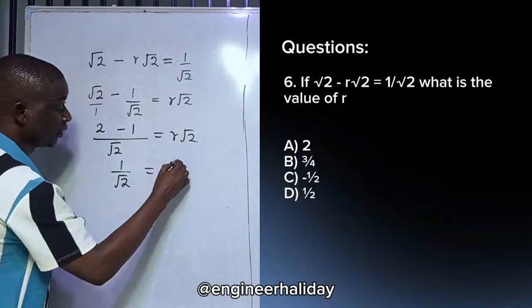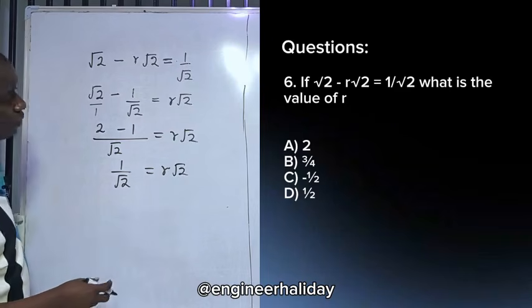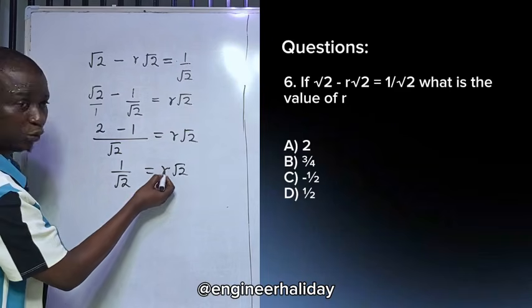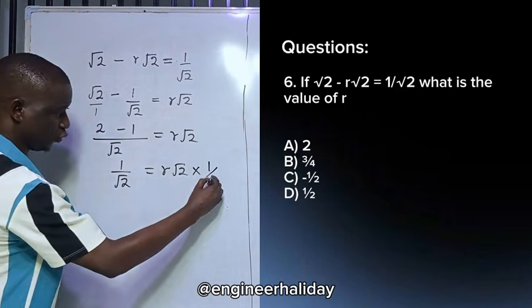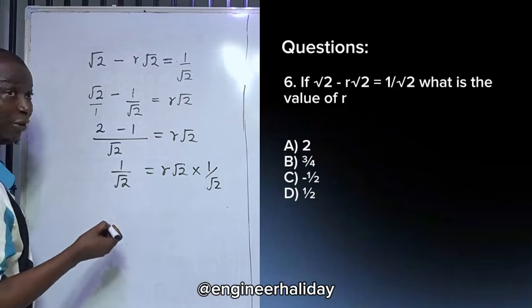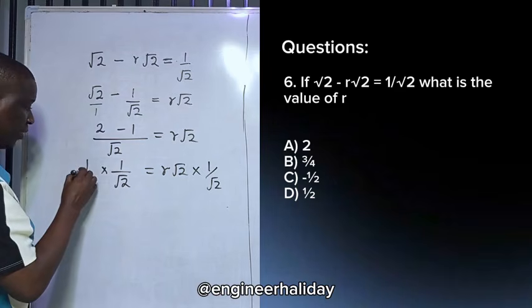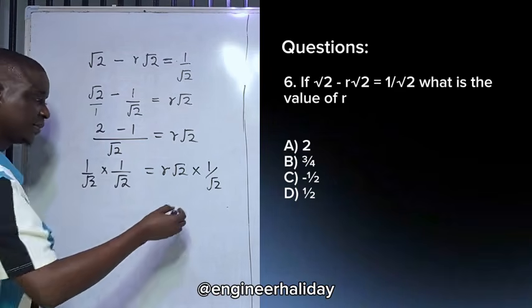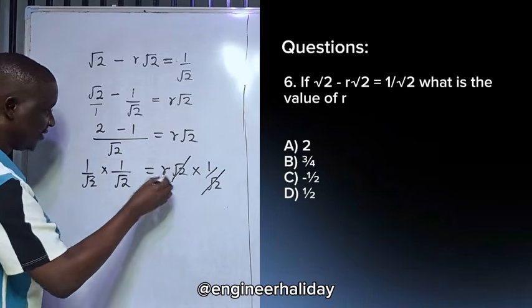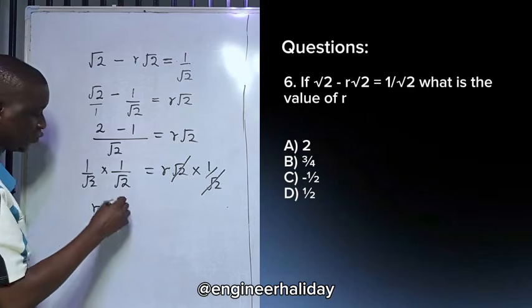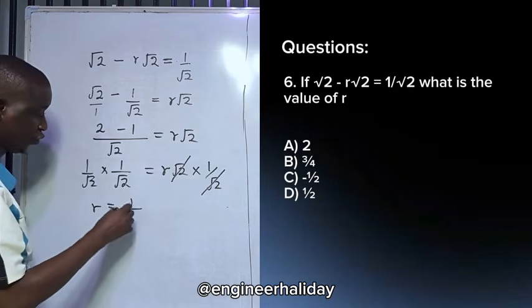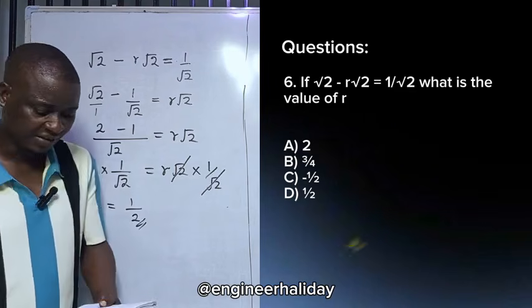It's very simple. So now what we're going to do next is to make R stay alone. How do you do that? Multiply both sides by 1 over root 2 to make it work, or divide both sides by root 2. Multiply by 1 over root 2 so that this will eliminate this. Yes. So R equals to what? 1 times 1 is 1. Root 2 times root 2 is what? 2.